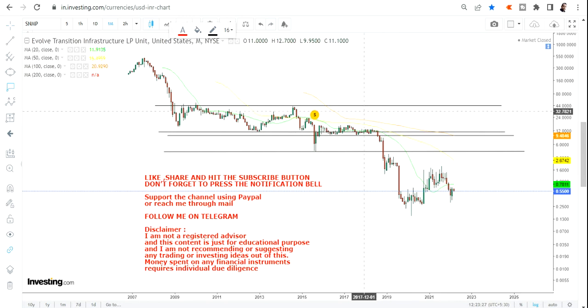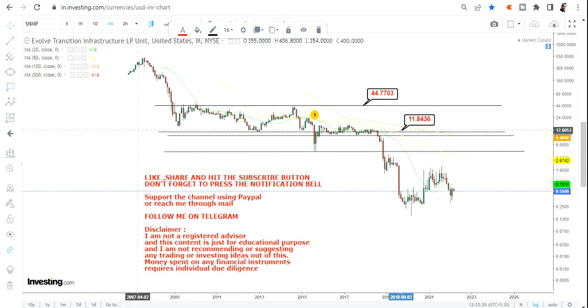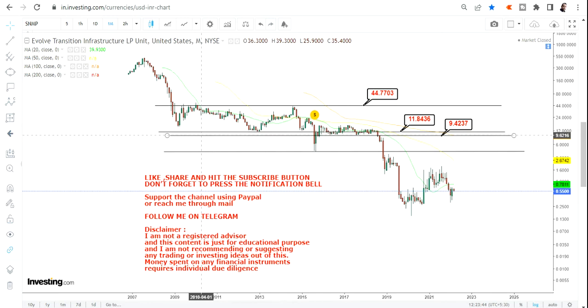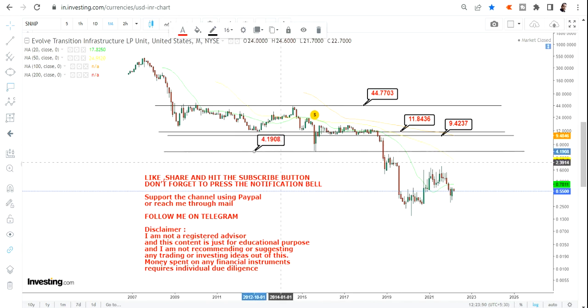this range. Actually, this was one of the most important ranges which this stock has broken down quite comfortably, I would say. So $44 was the resistance since 2009 and then 2014, and then the stock made a base in between 11.84 and 9.4. So the previous range was in between $9 and $44, which the stock has broken down meanwhile and made a low of 4.19.